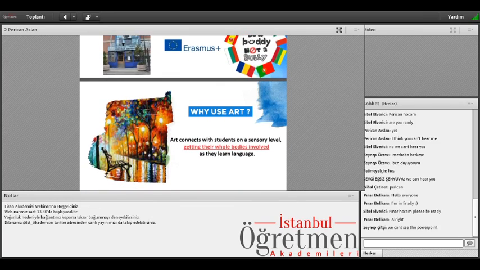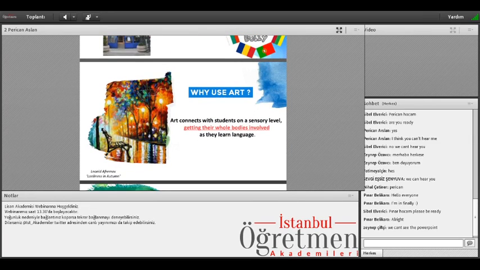Yes, let's start. Why use art? There are many reasons, but I think it's the best sentence to explain it. Art connects with students on a sensory level, getting their whole bodies involved as they learn language.